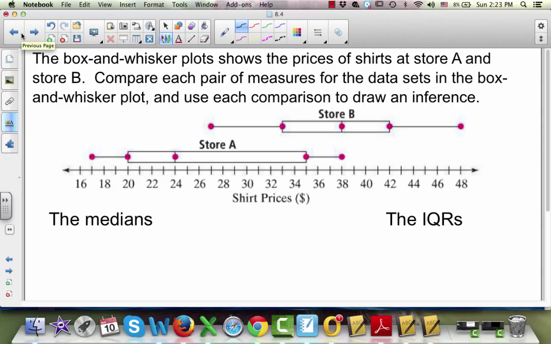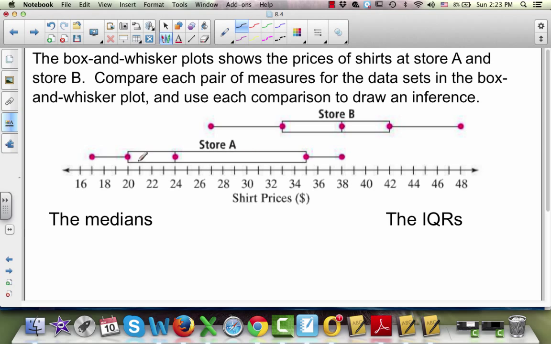All right. This box and whisker plot shows the prices of shirts at store A and store B. Compare each pair of measures for the data sets in the box and whisker plot and use each comparison to draw an inference. Let's look at it. We've got store A.